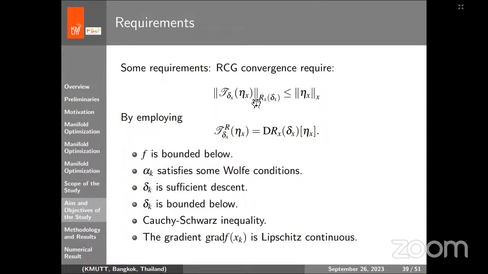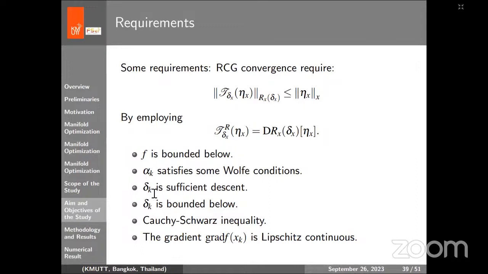The first requirement is that we assume that the norm of the vector transport does not exceed the norm of the search direction after the vector transport. We also employ differentiated retraction as a vector transport in this work. We also need to show F to be bounded below, and alpha k in some cases needs to satisfy some Wolfe-Powell condition.